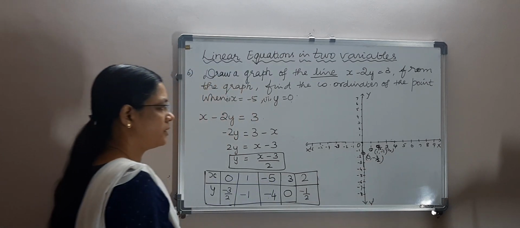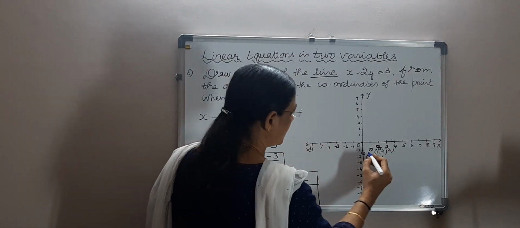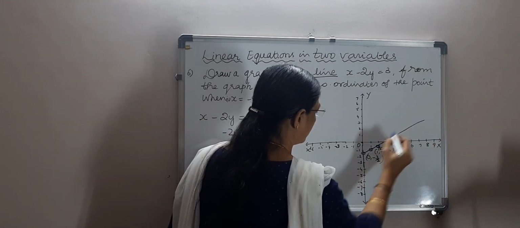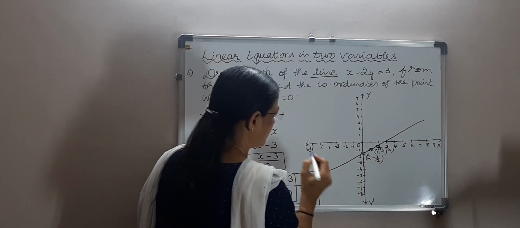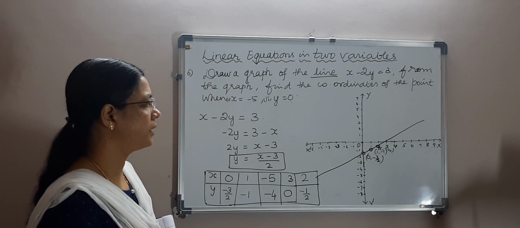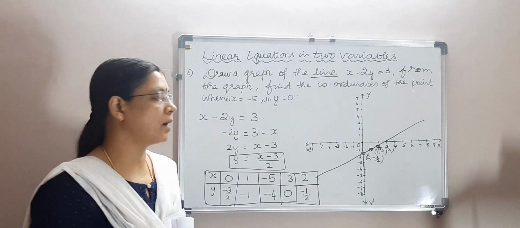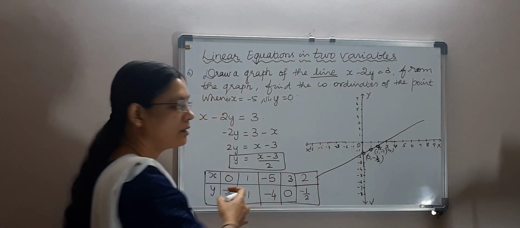We have 3 points here, isn't it? So I draw a line here and extend it this side. Okay, I have drawn a line and extended. See, I've joined all the 3 points which are marked and I've extended that side and this side.